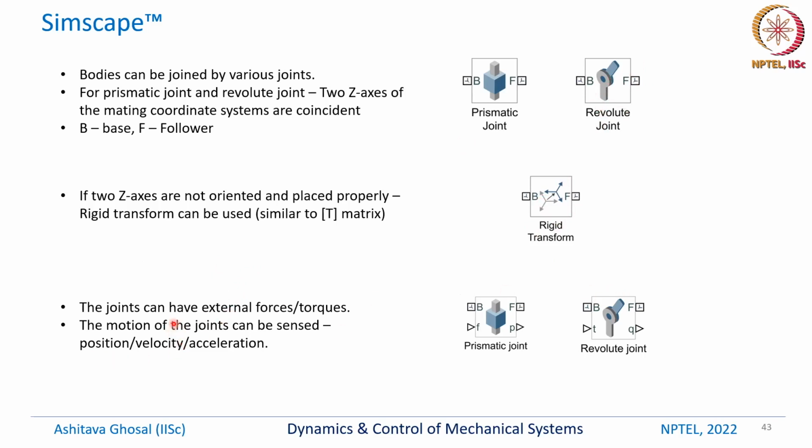You can also give external forces and torques at the joints, and the motion of the joints can also be sensed. By sensing, we mean that you can find the position, velocity and acceleration at the joints.